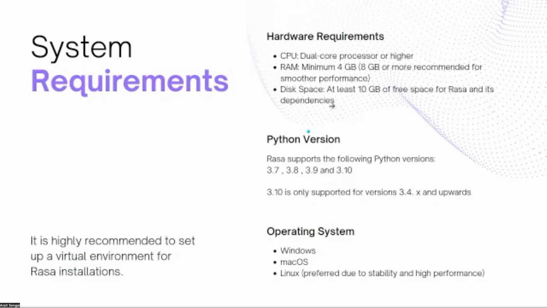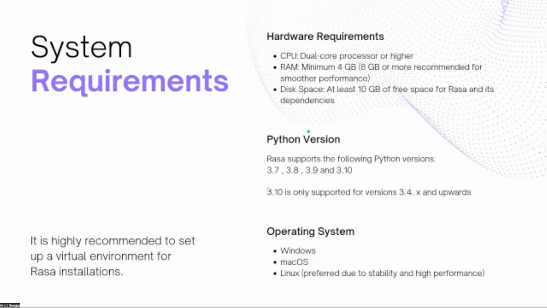Next is the Python version. Rasa currently only supports Python versions between 3.7 and 3.10. This is an important point. 3.10 is only supported for versions above 3.4.x. While I'll be giving you the live demonstration, I'll show you how you can install Python with your preferred version while creating a new virtual environment.